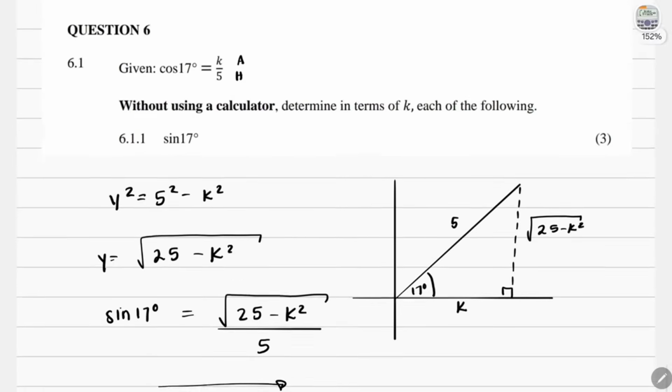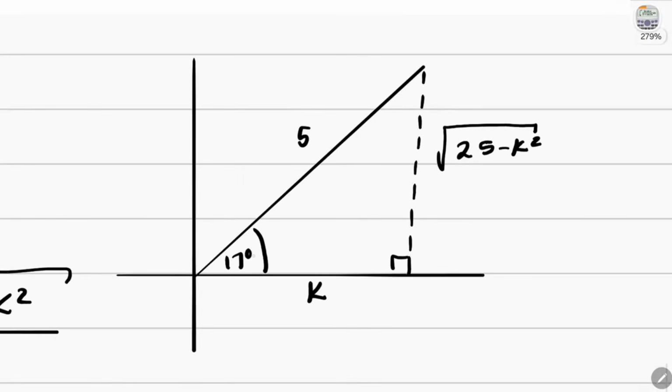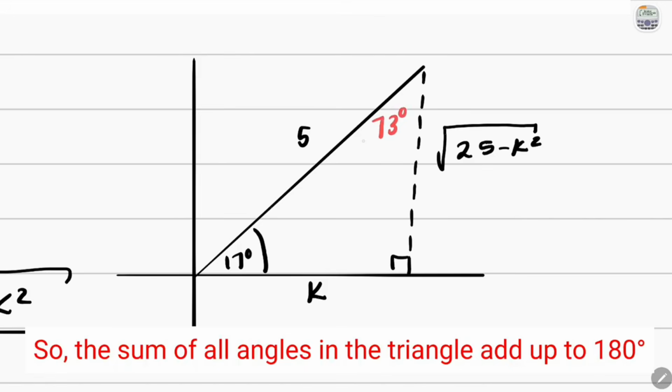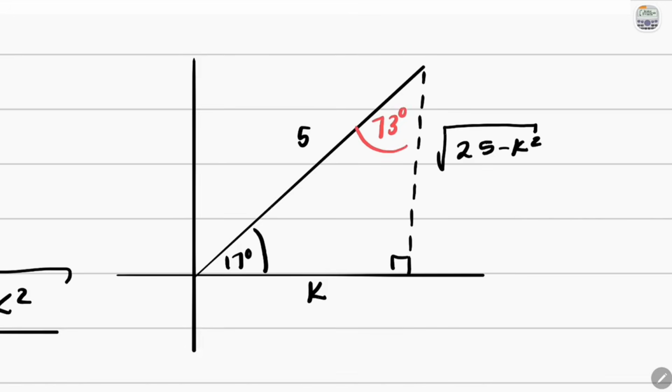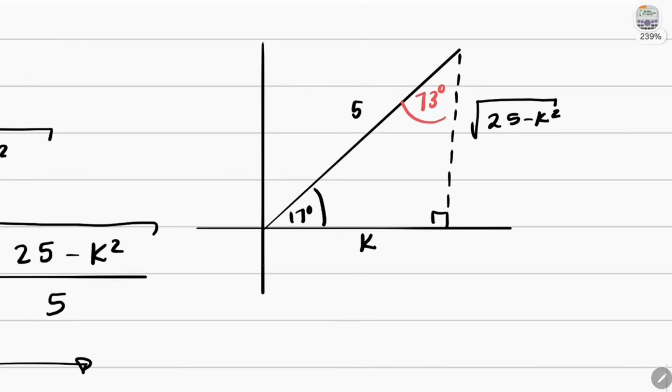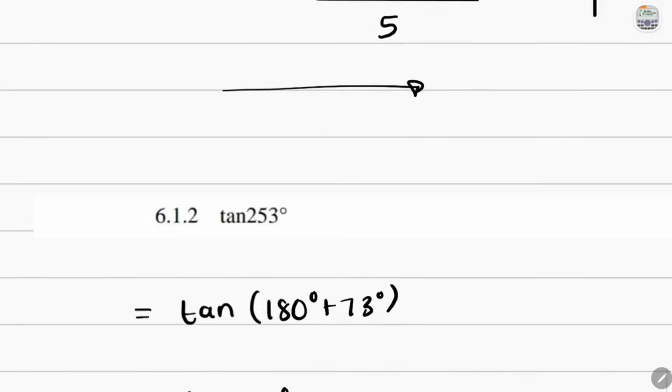So here's what we can actually do. You see, in this diagram, we have found one angle. We know this is 90 degrees. You could simply find this angle, because you know that those were complementary angles, they add up to 90 degrees. It means that the other angle that we'll have here would be 73 degrees. If you add 17 and 73, they give you 90 degrees. So there.